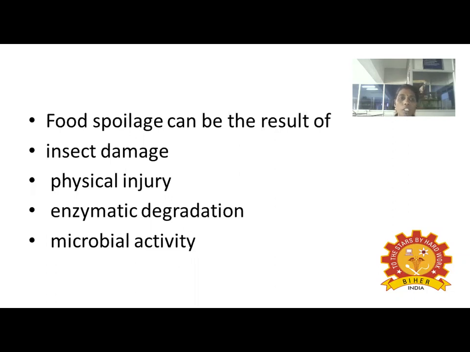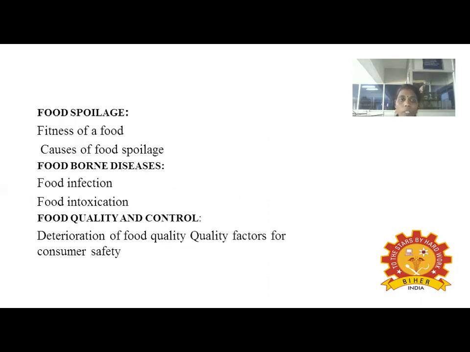Next, food spoilage can be the result of insect damage, physical injury, enzymatic degradation, and microbial activity. Food spoilage, that is, fitness of food, causes of food spoilage, and foodborne diseases, that is, food infection and food intoxication, then food quality uncontrolled, the deterioration of food quality.